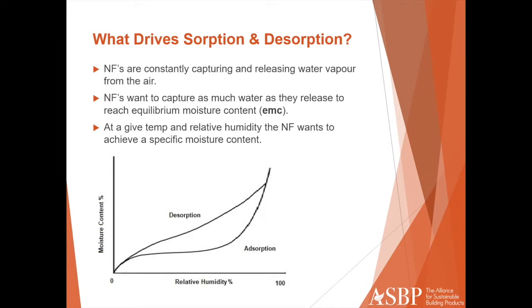You can see there's two slopes to this graph, and it's just that when the natural fiber is absorbing moisture, it wants to be at a different equilibrium to when it's releasing moisture. But that's, to all intents and purposes, not relevant, really. That's just one for the real scientists out there.